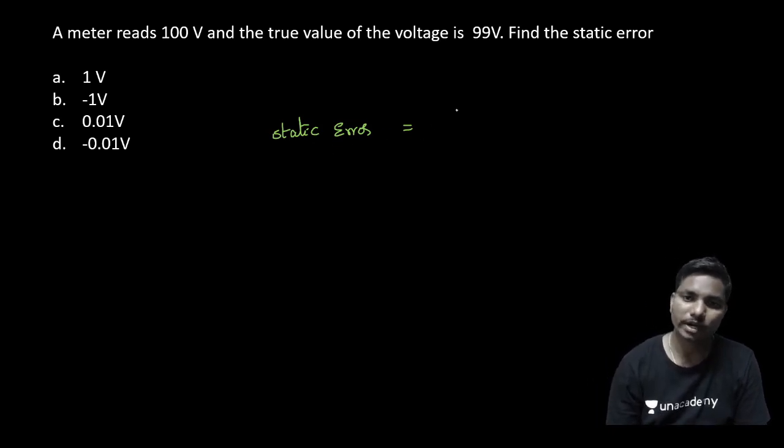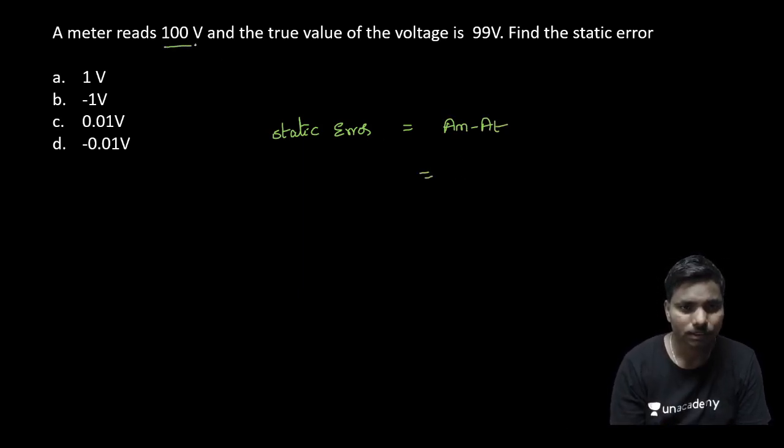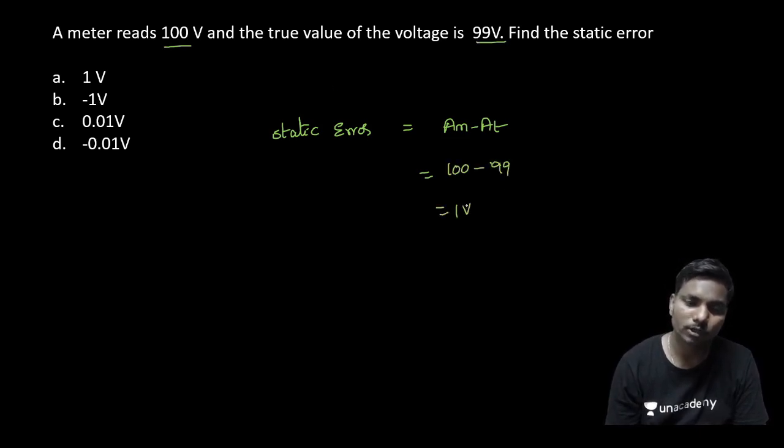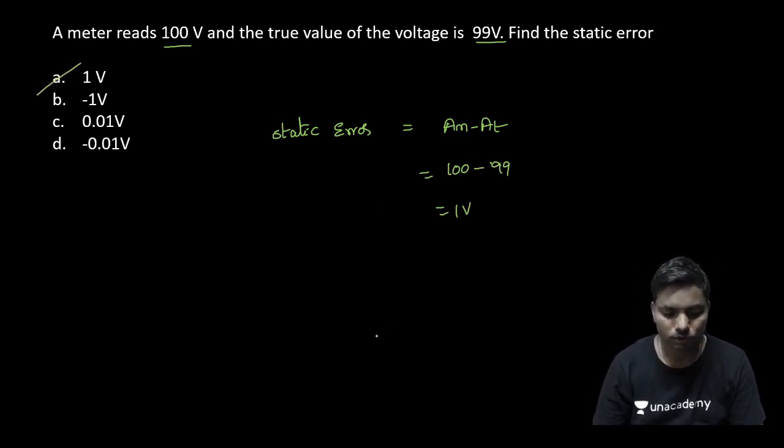Static error, just now I have given, AM minus AT. So what is the AM? Meter reads 100 volts and true value is 99. Meter 100 volts, true value is 99. So that means 1 volt, plus 1 volt. So the answer is option A. Plus 1 volt.